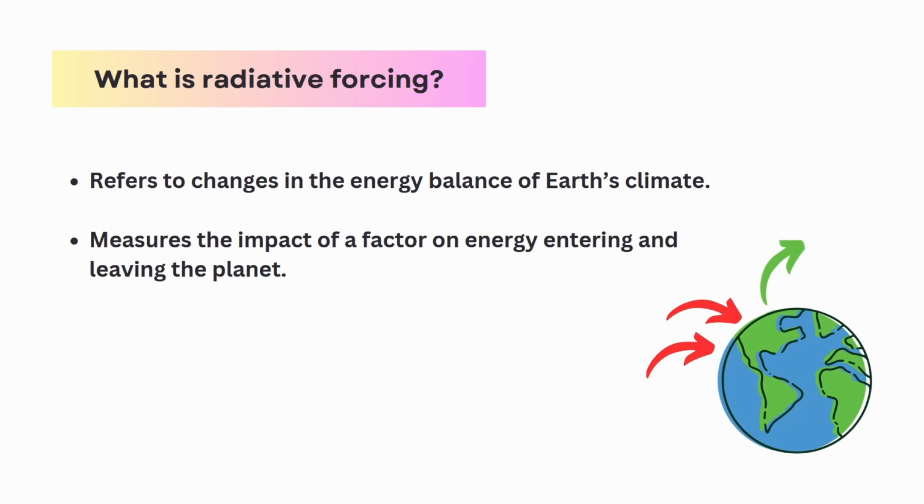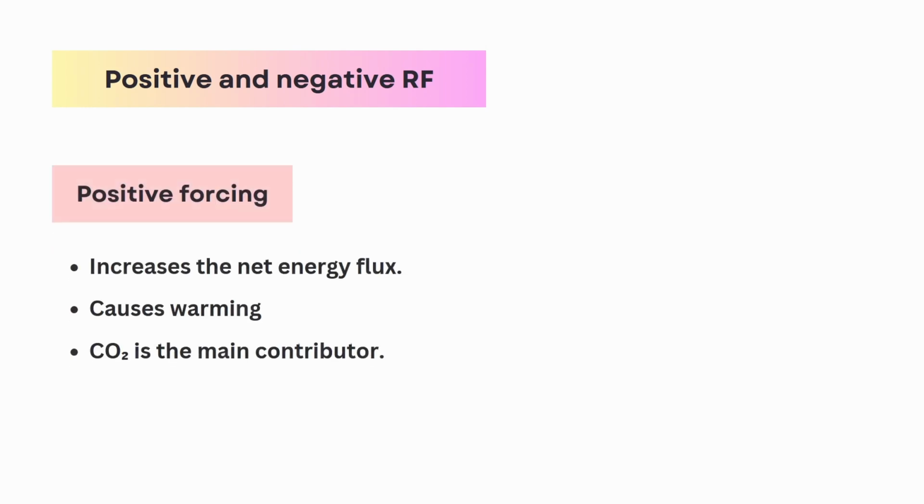This balance is affected by many factors. The most infamous and severe is carbon dioxide. There are two types of forcing, positive and negative. Positive radiative forcing increases the rate of net energy added to the Earth, leading to warming. A classic example of this is carbon dioxide, which acts like a blanket and traps heat in the atmosphere. Ironically, positive forcing isn't so positive for the Earth.